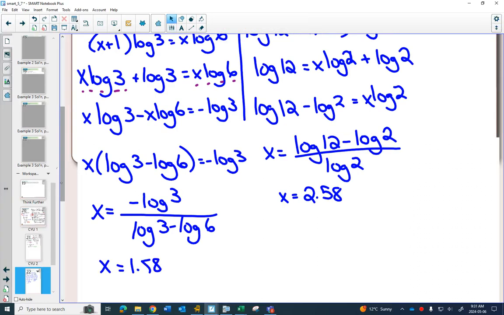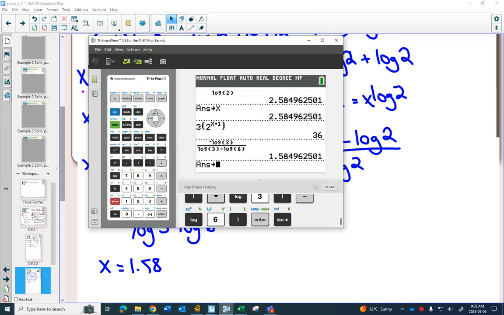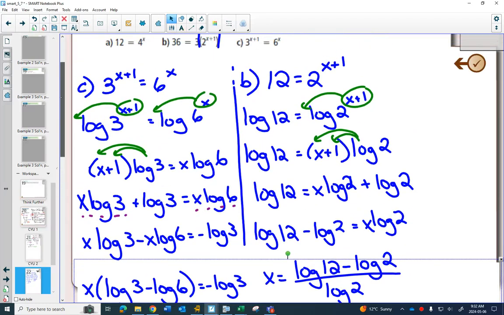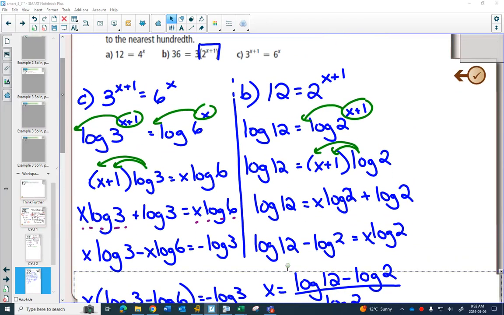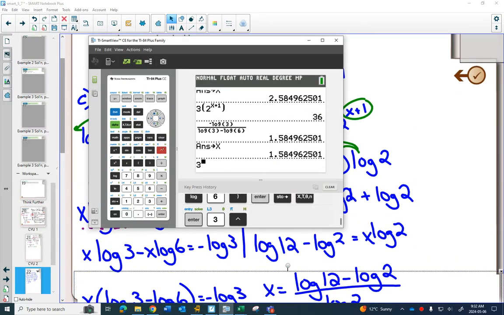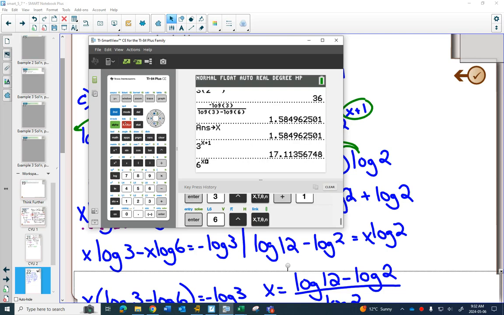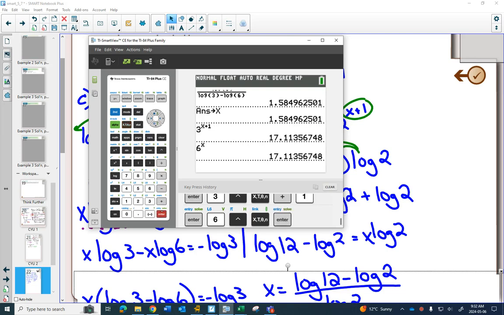And again, I want to know whether or not this is right, so I'm going to store it as x. The original equation on the one side had 3 to the x plus 1. On the other side had 6 to the x. And if these 2 sides are equal to each other, then we know we've done it right.